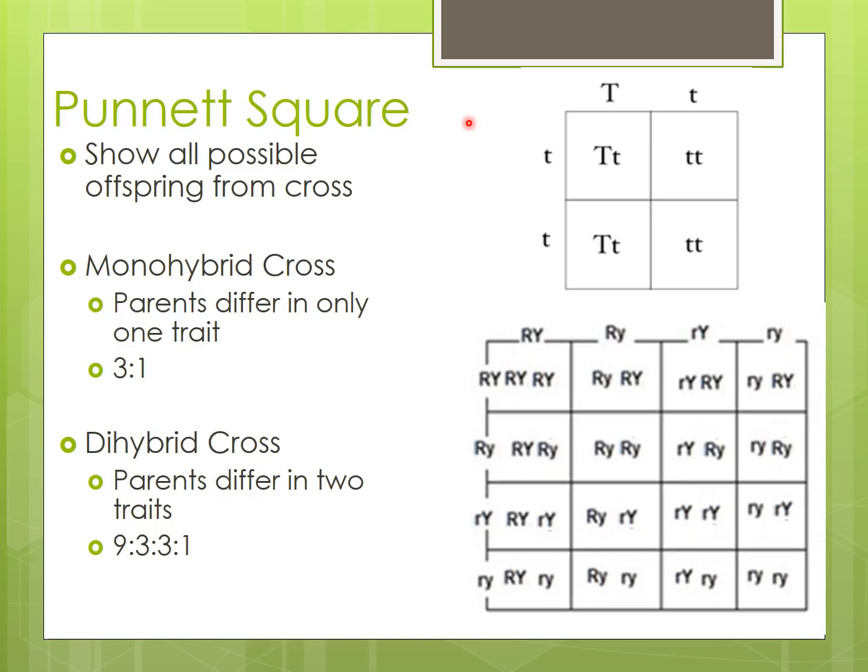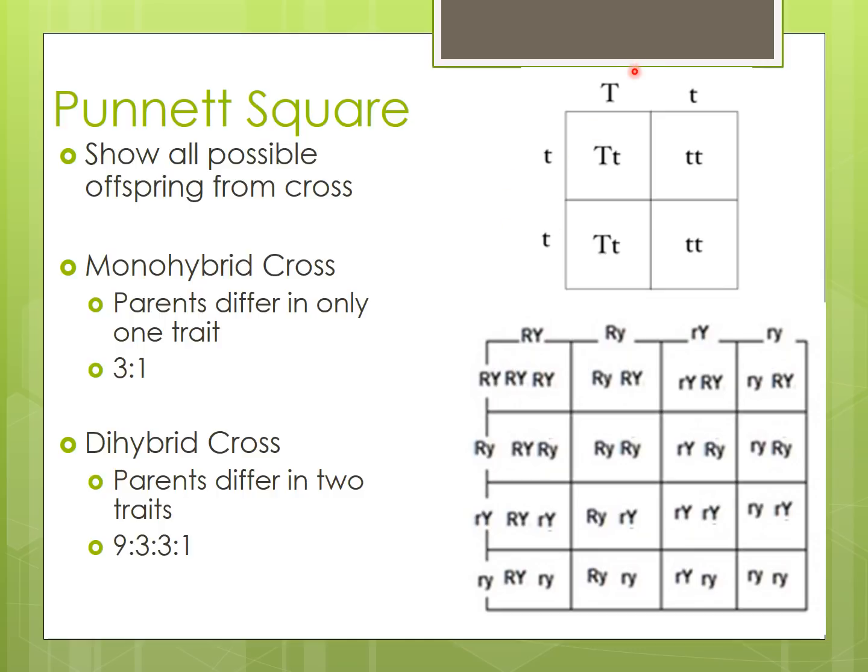What we have here is the dominant allele being expressed by the uppercase T. Lowercase t represents the recessive allele. You can have the parental alleles either across the top or across the bottom. In this case, this is a monohybrid cross of these 2 parents. We have one parent with a dominant and then a recessive allele, and this parent has 2 recessive alleles. So we do this cross.